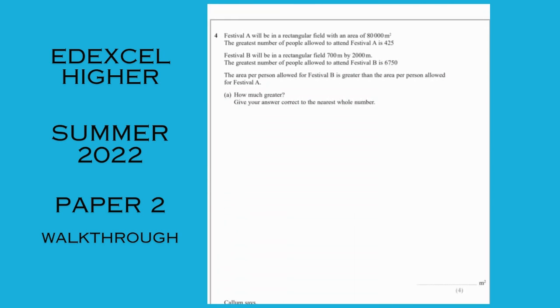Number 4, over the top wordy. Definitely one where you can get your teeth into it, but don't overcomplicate. Let's look at Festival A. Area is 80,000. Number of people is 425. So just get on with it. It goes on for a while. It's a long decimal. Don't need to go too far. You want the answer to the nearest whole number, so 1 decimal place is fine.